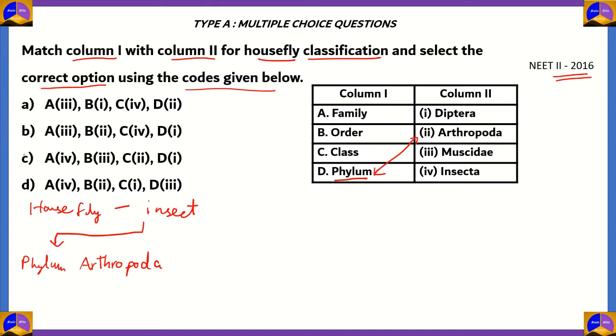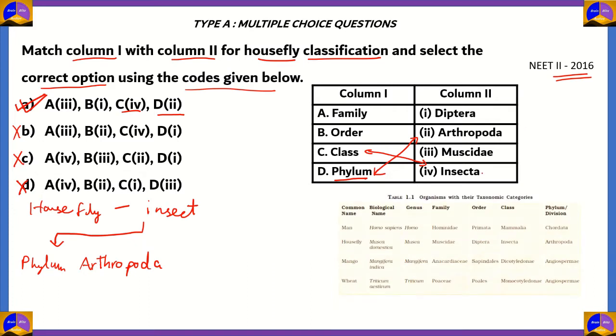And if you look at the options, you can see that options B, C, and D are incorrect because they have D as other numbers. The code D2 is present only in option A, and that's why it is the correct option. So since housefly is an insect, we know that the class of housefly will be Insecta. And if you're confused about whether A and B are exactly the same code, you can just look at the table for the organism with their taxonomic categories.